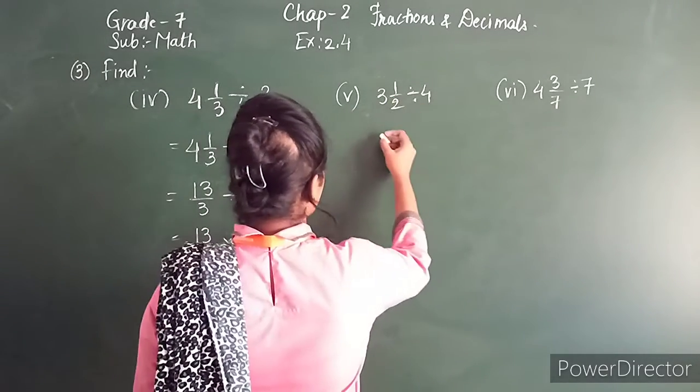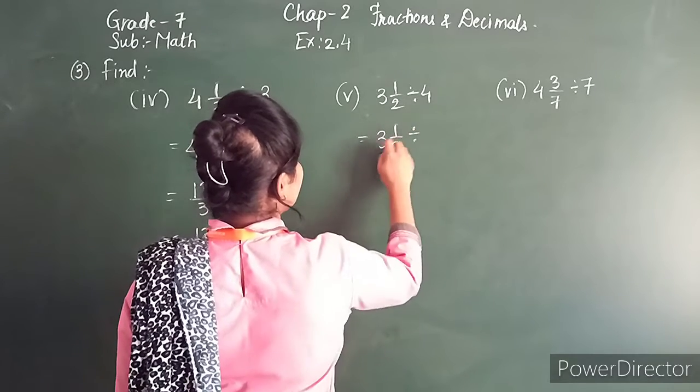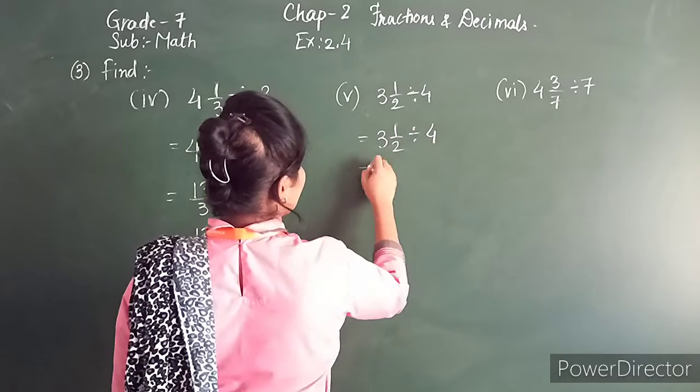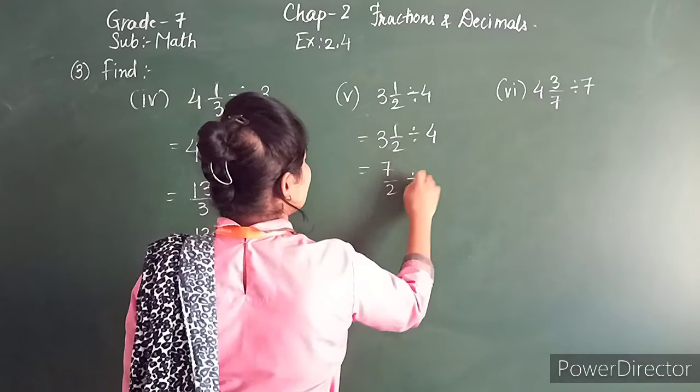3 1 by 2 divided by 4. So here 3 1 by 2 divided by 4. So 3 twos are 6 plus 1, that is 7 upon 2 divided by 4.